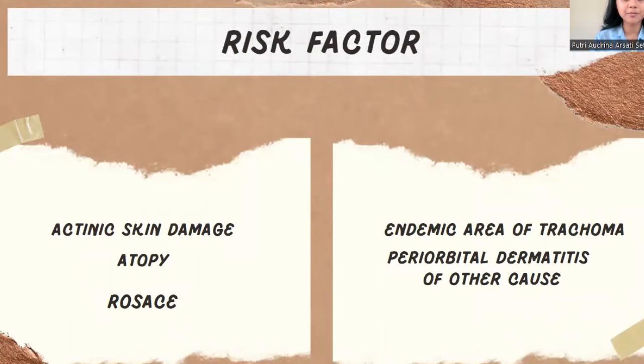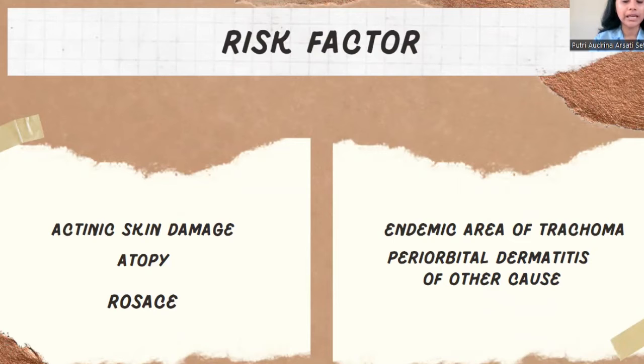Good morning, my name is Putri Arjuna Satistiawan with last digit student ID number 097. Now I will explain about the risk factors of the upper eyelid retraction. So the risk factors are several. These are the following. First is actinic skin damage, which can be caused by the cumulative exposure to ultraviolet.